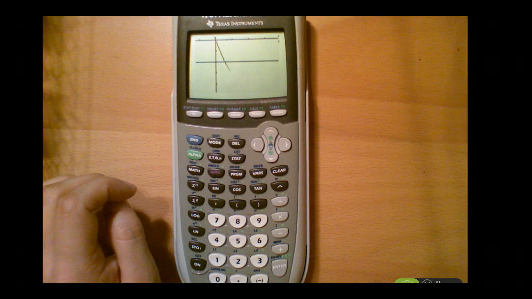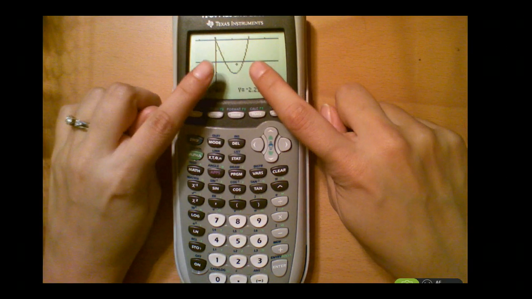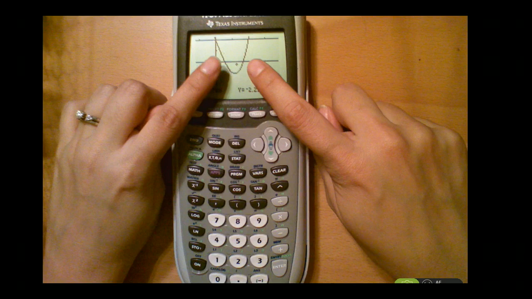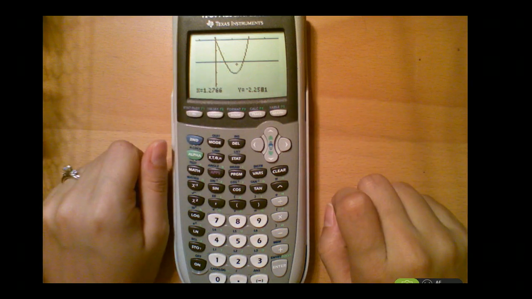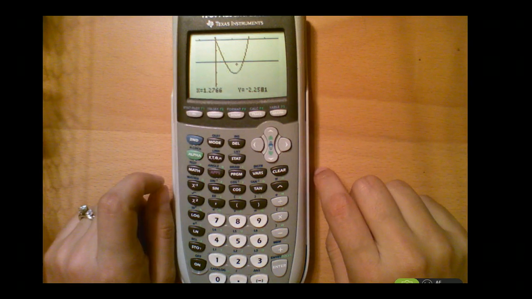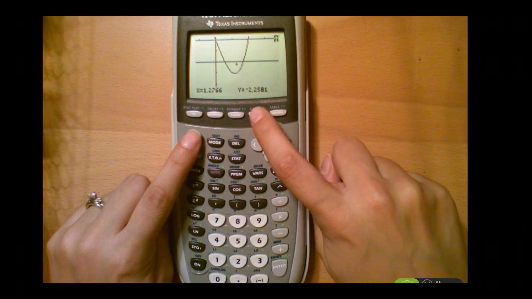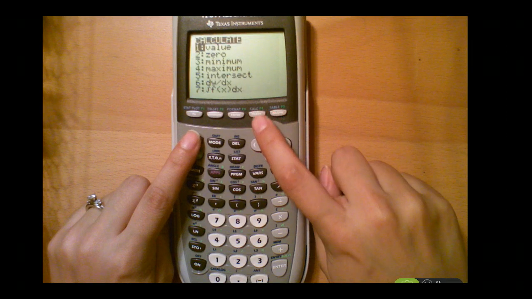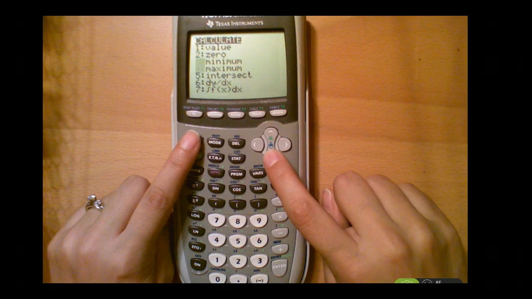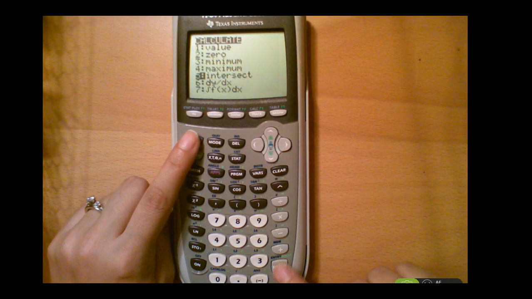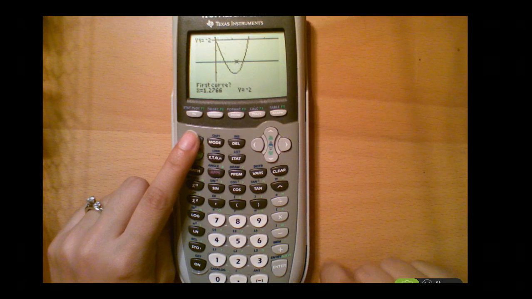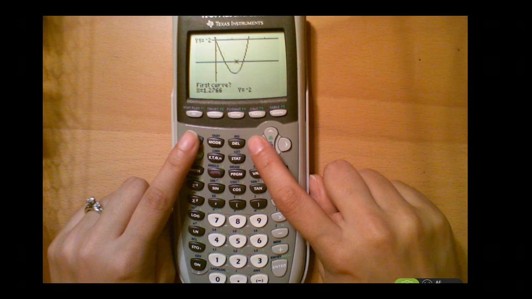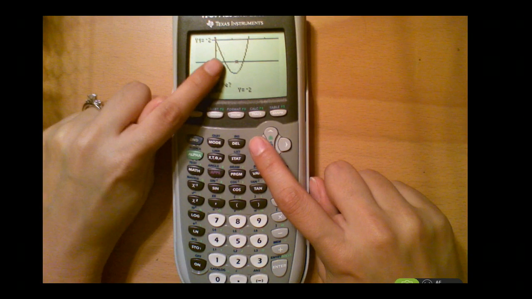Now I'm zoomed in enough to where I can see more clearly the region I'm trying to find and those points of intersection that I'm trying to find. To find points of intersection, we're going to go to second calc, or second trace for calculate. Then I'm going to go down to 5 for intersect. We're going to find this left point of intersection first.